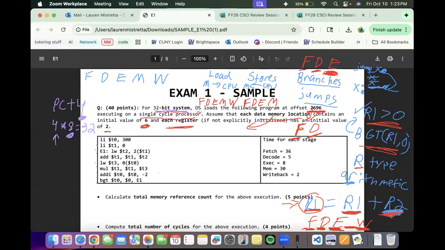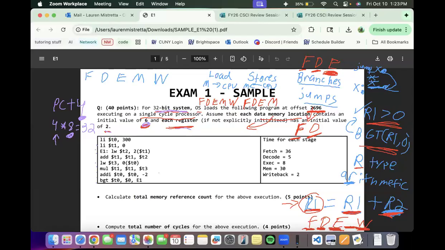And then finally, probably the most important part: each data memory location contains an initial value of 6, and each register, if not explicitly initialized, has an initial value of 2. So what this is saying is that each data memory location is 6. What's a data memory location? Well, when I am taking in a value, it's going to be 6 if I'm talking about the memory address itself.